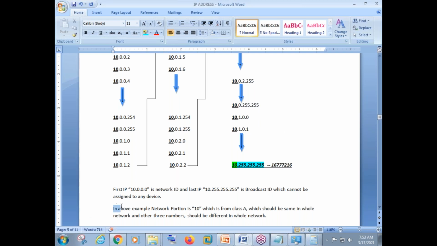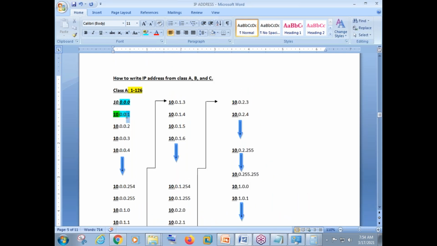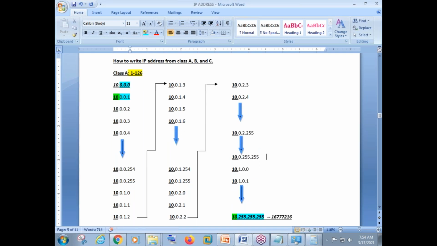In the above example, the network portion is 10, which is from class A, and it should be the same in the whole network, and the other 3 numbers should be different in the whole network. Like say, we have 10.0.0.1 here. Again, I cannot use 10.0.0.1 on any other device within this network. If it is 10.0.2.255, again I cannot use 10.0.2.255 on any other device within the network. So this is the way we need to write IP addresses, and this is the way IP addresses are designed. This is only for class A.